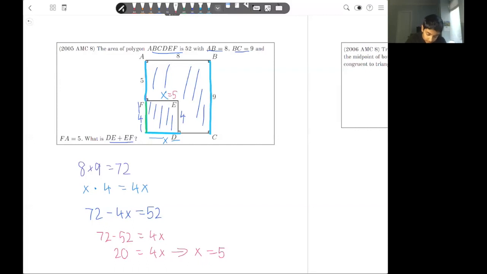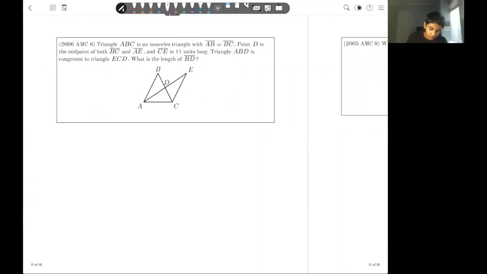Now we need to find DE plus EF. Well, we know DE is 4, and we know EF is just x, or 5. So DE plus EF is just 9. Any questions? Okay, let's move on to the next problem.